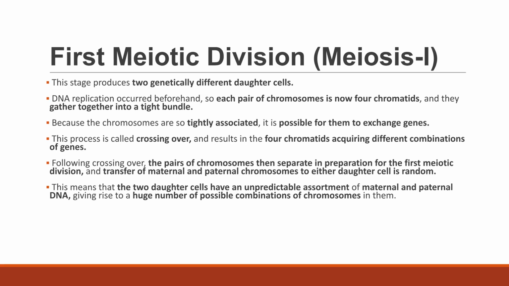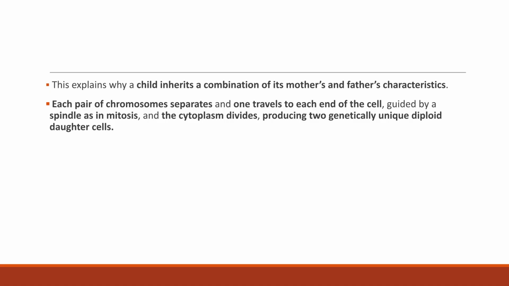The first meiotic division, meiosis 1, produces two genetically different daughter cells. DNA replication occurred beforehand. Chromosomes exchange genes in a process called crossing over. Following crossing over, chromosomes separate, with a random assortment of maternal and paternal chromosomes going to each daughter cell. This process explains the inherited combination of characteristics. Chromosome pairs separate, guided by a spindle, and the cytoplasm divides, resulting in two genetically unique diploid daughter cells.